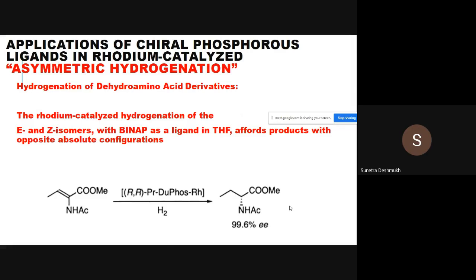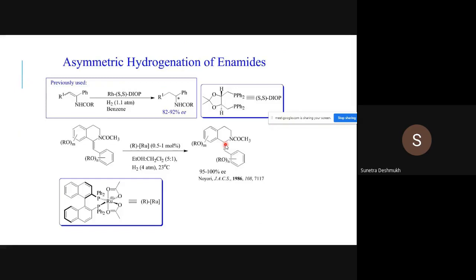Here is one example. The rhodium catalyzed hydrogenation of the E and Z isomers with BINAP as a ligand in tetrahydrofuran gives products with opposite absolute configuration. So here you can see we have selectively done the hydrogenation of the carbon-carbon double bond, keeping the carbonyl group intact, with a rhodium based catalyst with a chiral ligand. It's DuPhos, that means a chiral phosphorus containing ligand, with an enantiomeric excess of 99.6%. So it's a very good achievement with the help of this catalyst.